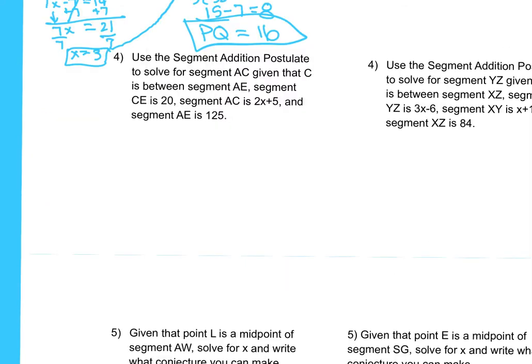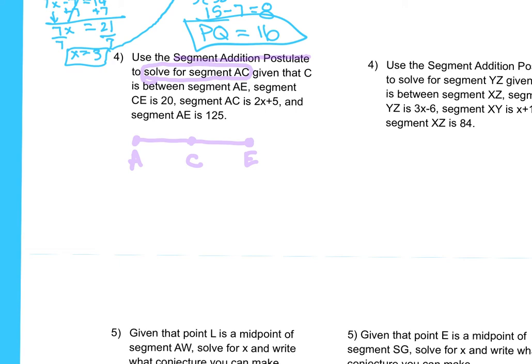All right, this next one, we're going to highlight the important information. So they want us to use segment addition postulate to solve for segment AC. That is the goal. Given that C is between segment A and E, we're going to draw a segment here with A and E as our endpoints, and then C is going to be somewhere in between it, not necessarily the midpoint.